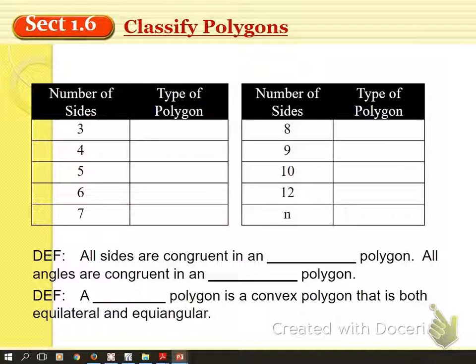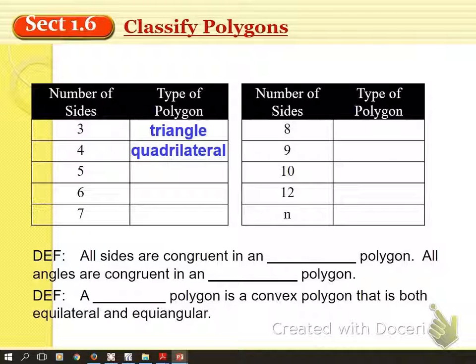Okay. If we have a polygon, we can classify those polygons in a lot of different ways. We can type them based on the number of sides, and you know a lot of these already. A polygon with 3 sides is a triangle. A polygon with 4 sides. Do you remember?